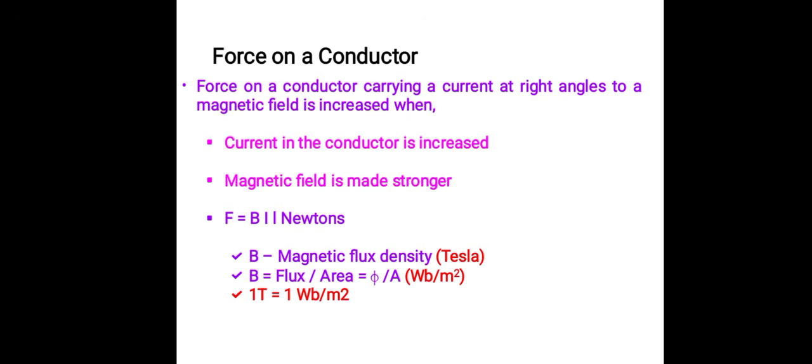So this force on a conductor is given by BIL newtons, where B is the magnetic flux density, which is given in Tesla or Weber per meter square. B is the flux per area, the magnetic flux density, which is equal to flux per area, and the unit is Weber per meter square, also called Tesla.